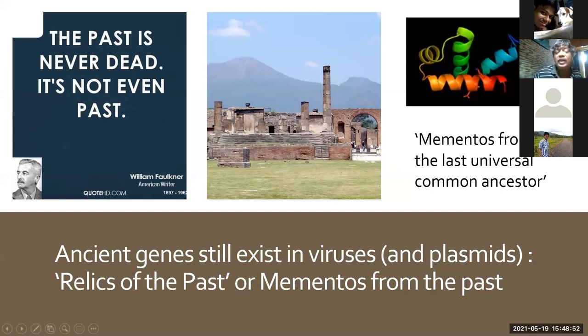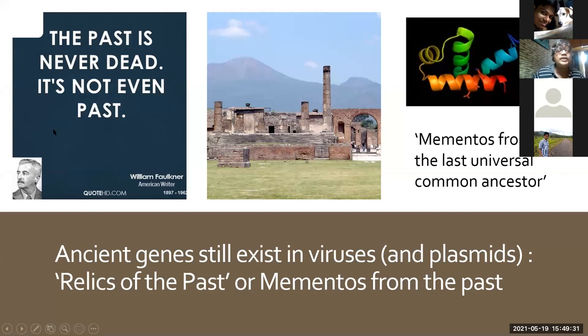What I call the mementos from the last universal common ancestor, or the relics of the past. What we see here is that if you go to the various relics, for example, the ruins in Pompeii, or the ruins of Nalanda, from those ruins you can exactly say how the people lived, what the people used to do, and so on and so forth. So these are the relics of the past.